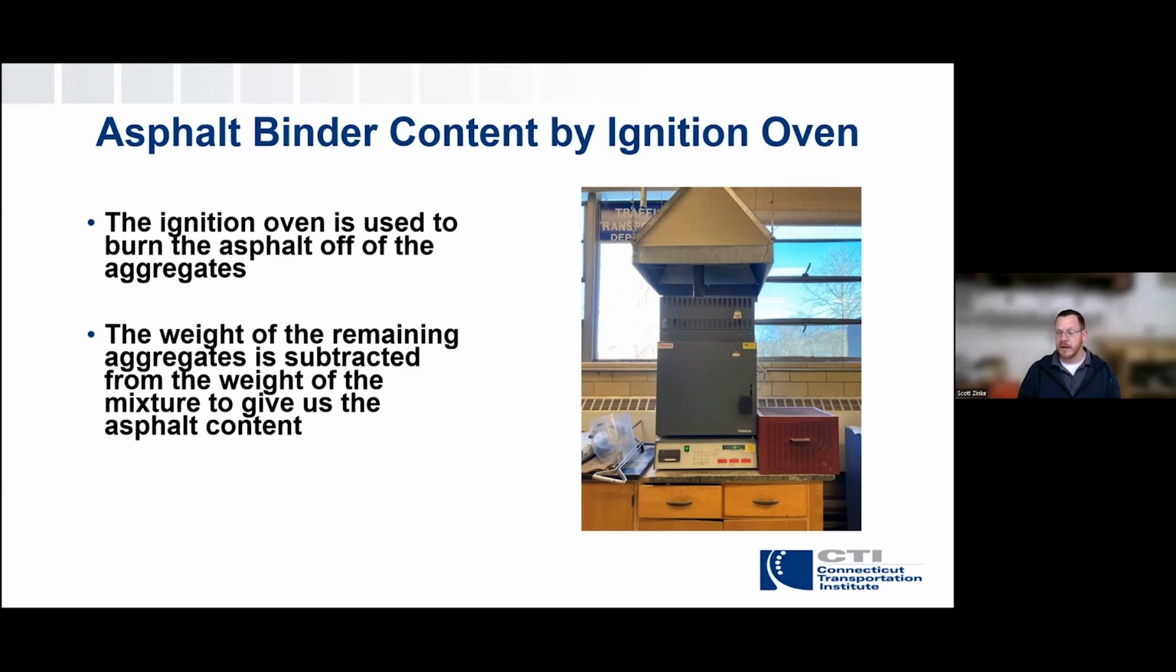And then we weigh the remaining aggregates. The difference between the starting weight of your mixture and the remaining weight of the aggregates left in the baskets is the weight of the liquid binder that was burned off. And we know how to do percentages. If we take the weight that was lost, which is liquid binder, divide it by the original weight of the mix and multiply it by 100, we can come up with an asphalt binder content.